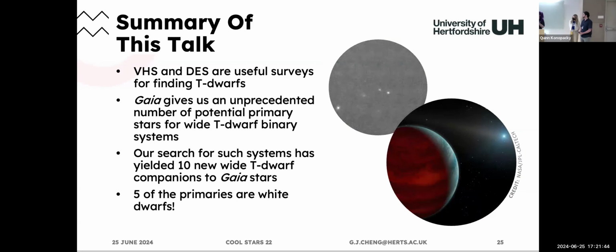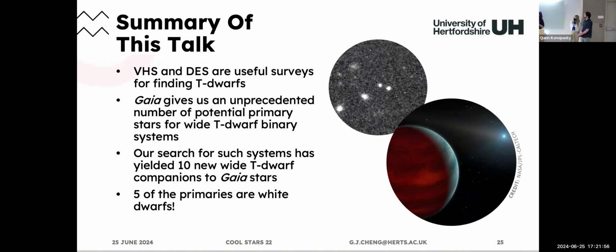We've looked at the BANYAN Sigma moving group probabilities for the primaries, and none of them are young. We've got the 5 white dwarfs, and then the other ones are all mostly early M type stars, but none of them are young that we've been able to find so far.